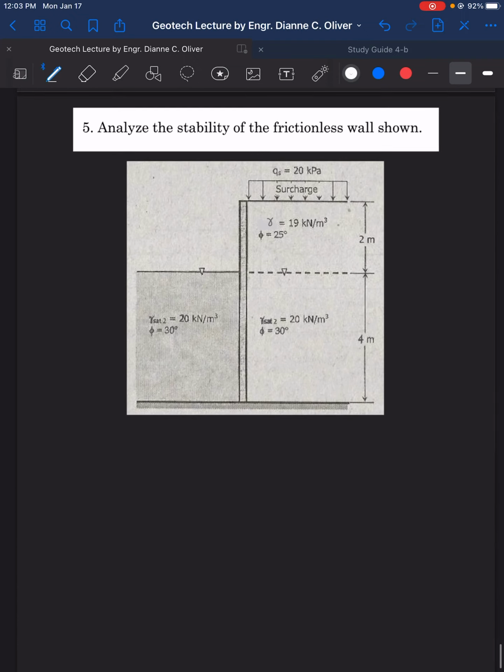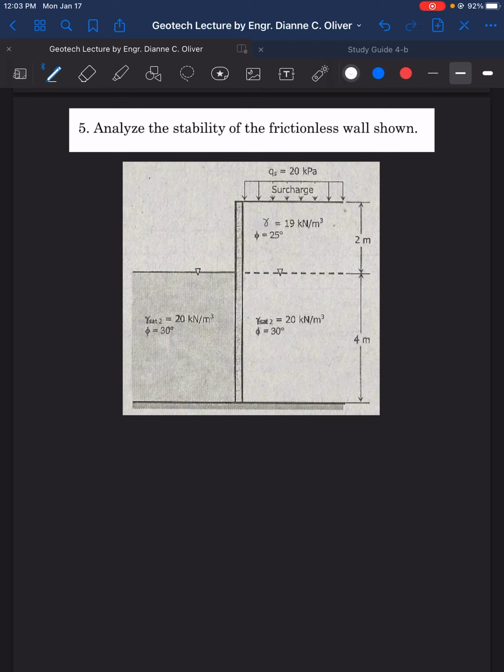Now let's go to example number 5, and this is our last example for this topic and in this video also. So, analysis. Analyze the stability of the frictionless wall shown. When we say analyze, we need to determine whether the structure is stable in terms of both forces and the moment.